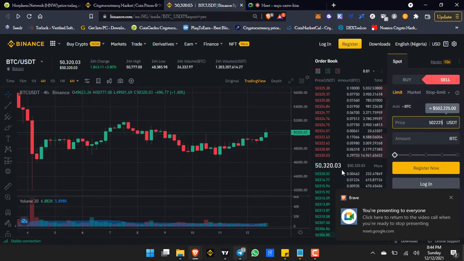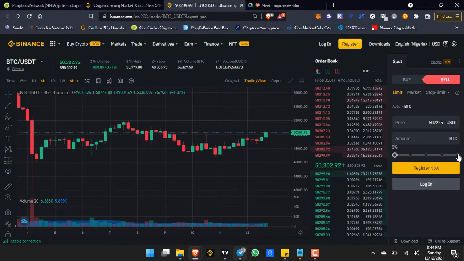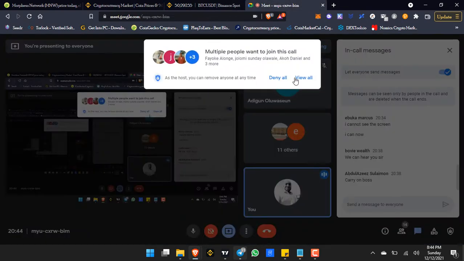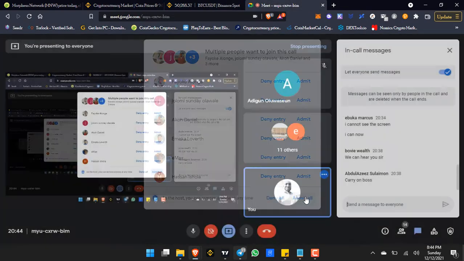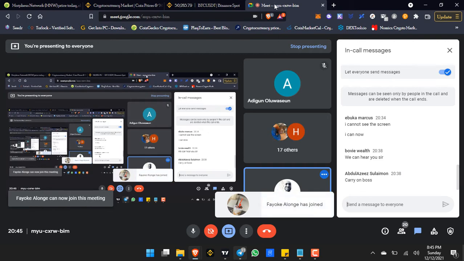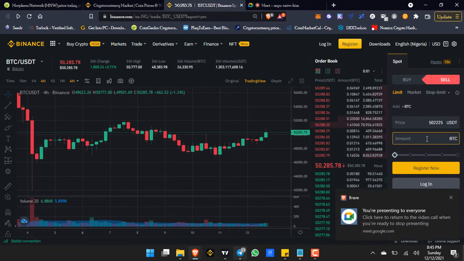Okay, so you indicate the amount that you wish to sell for. If you want to sell 100% of your BTC, you select here. If you want to sell 75%, you use this. 50% you use this. 25% you use this. So you don't necessarily need to start entering the amount here manually. You don't need to do that.